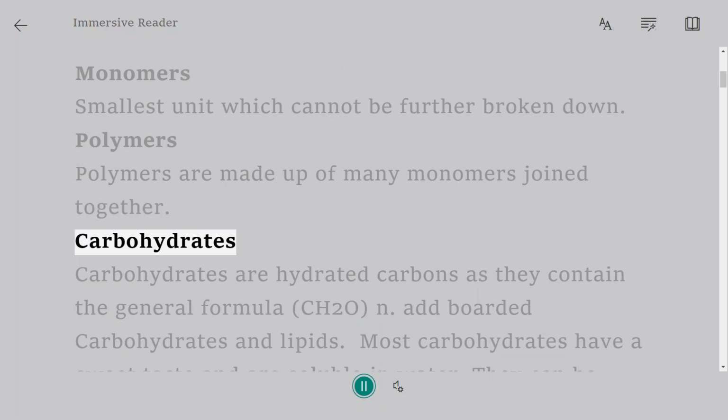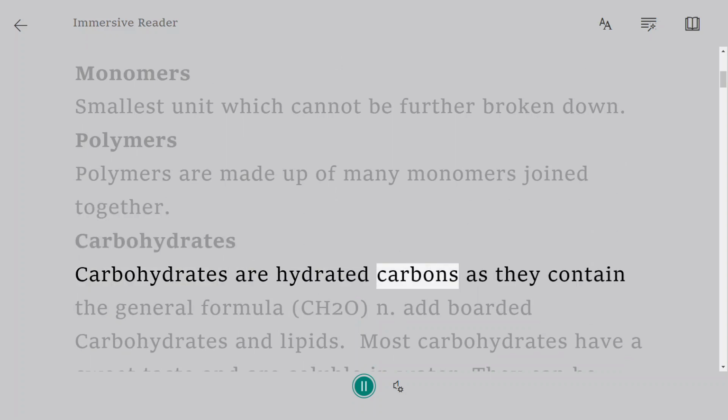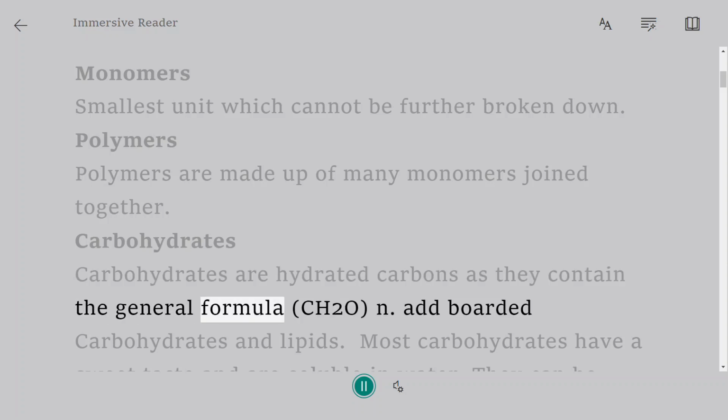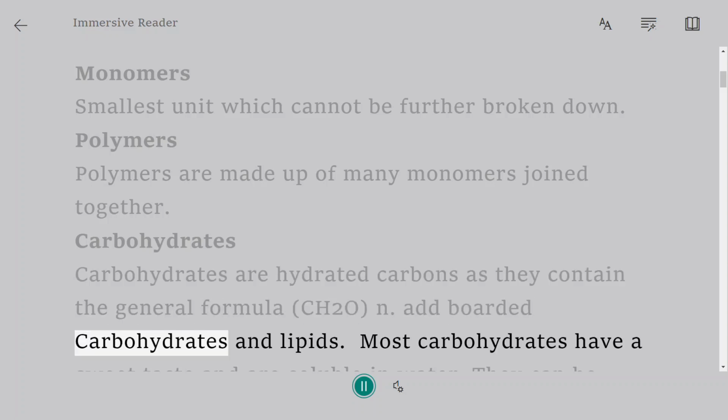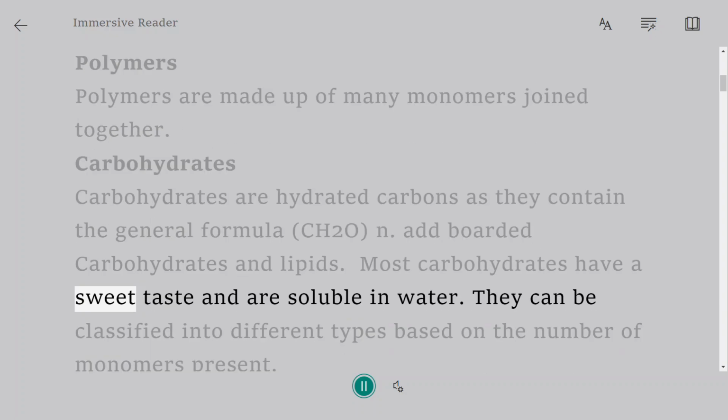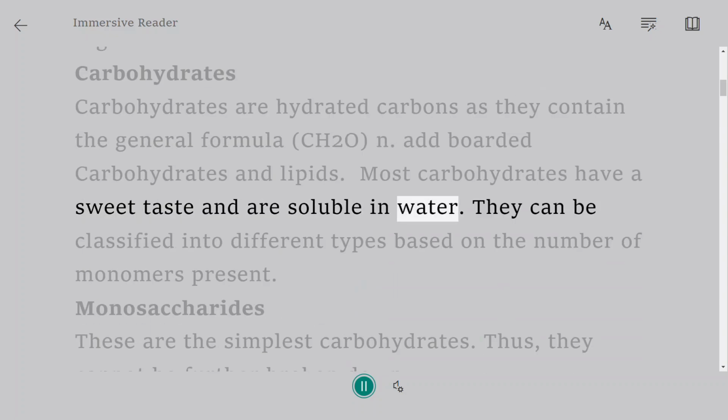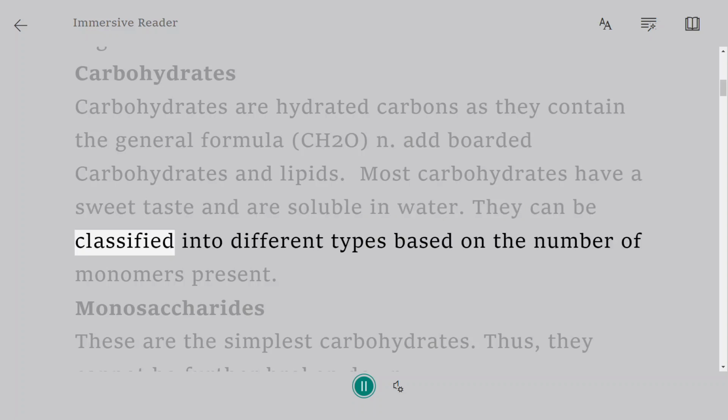Carbohydrates. Carbohydrates are hydrated carbons as they contain the general formula CH2O. Most carbohydrates have a sweet taste and are soluble in water. They can be classified into different types based on the number of monomers present.